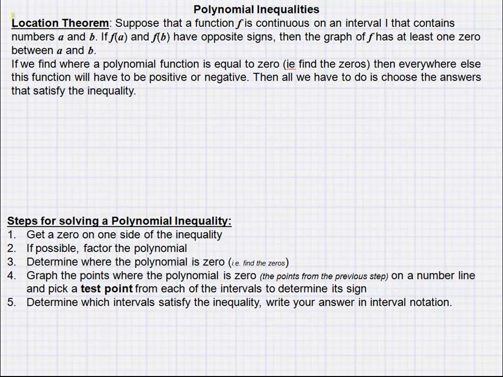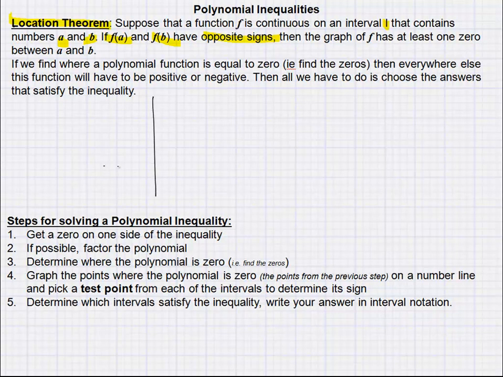So the location theorem says this. Suppose that a function f is continuous on an interval I that contains the numbers a and b. If f of a and f of b have opposite signs, then the graph of f has at least one zero between a and b. This location theorem is essentially a version of what we call the intermediate value theorem. But generally the idea is this.